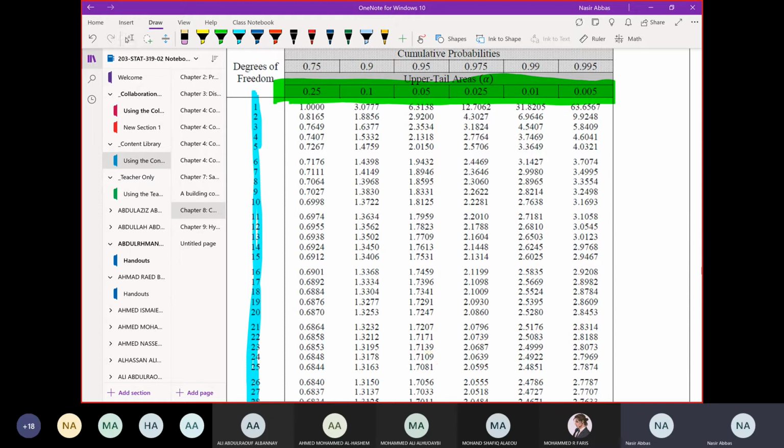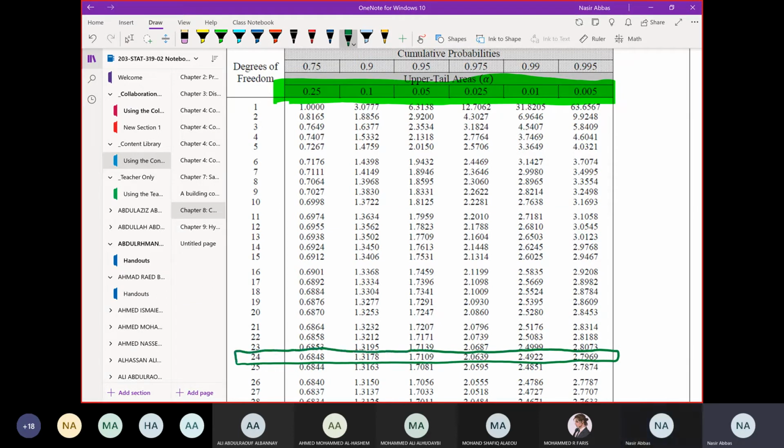Now, here is the trick. Look at the T table. You are concerned with 24 degrees of freedom, so this row is where you will look. Your answer is in this row. Unlike the Z table, not all values of alpha are available here. Only 6 probabilities are available: 0.005, 0.01, 0.025, 0.05, 0.1, and 0.25. That's it.